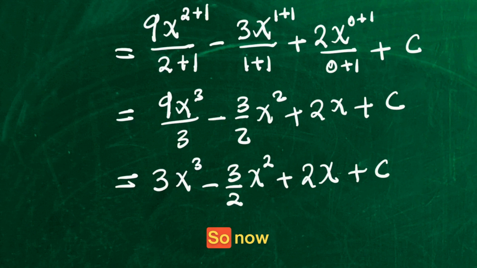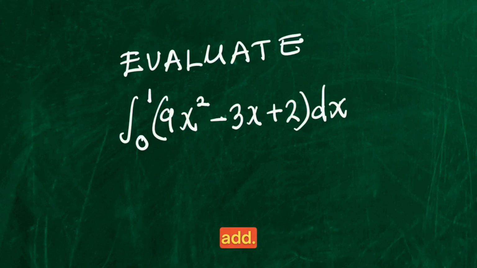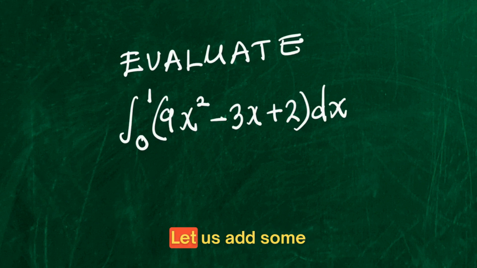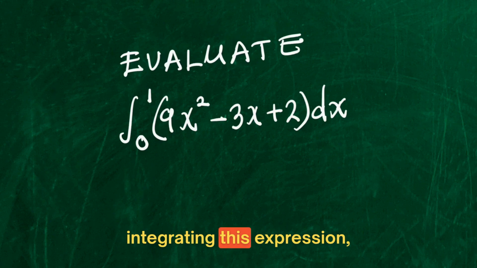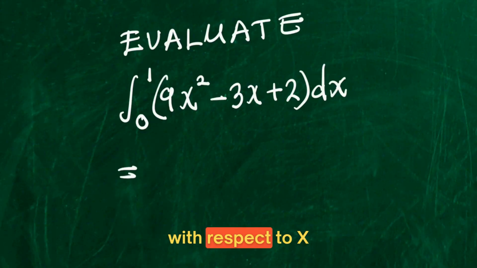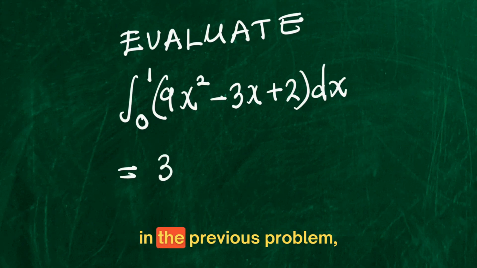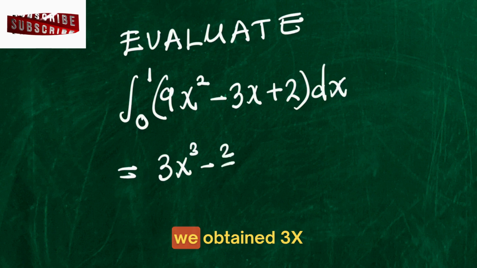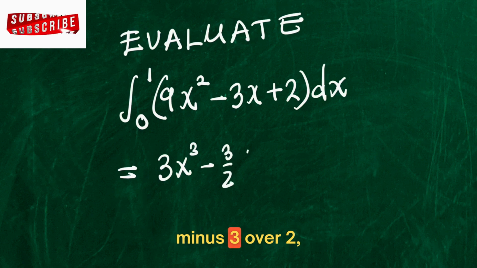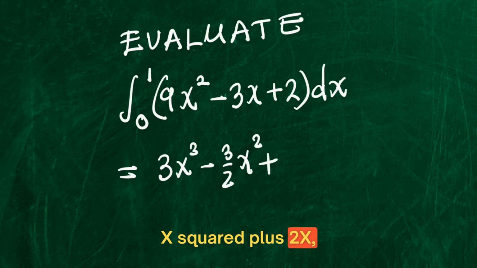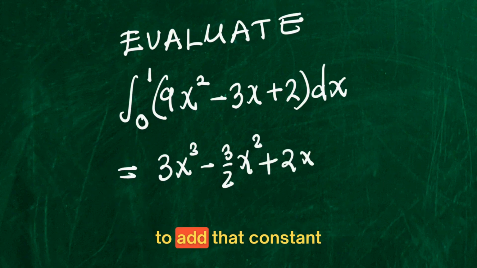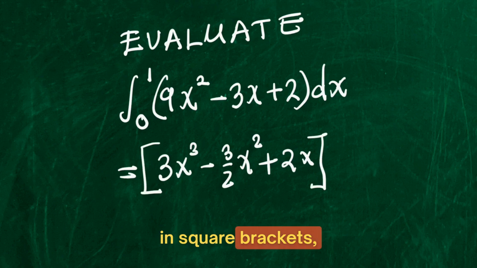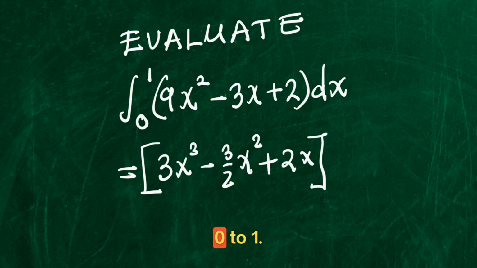Okay? So now that we know how to integrate, we just want to add a little bit of spice, right? Let us add some limits. So we're integrating this expression with respect to x from 0 to 1. So in the previous problem, when we integrated, we obtained 3x to the power 3 minus 3 over 2 x squared plus 2x, right? So in this case, we are not going to add that constant of integration. Why? Because we have the limits. So we just write this in square brackets and then I put the limit from 0 to 1.